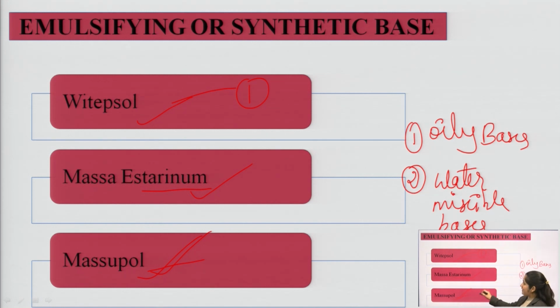When we compare the emulsifying or synthetic base with the prior 2 bases, that is oily bases and water miscible bases, we see that the synthetic or emulsifying base has major acceptability by patients, because the suppositories are firm, rigid and maintain their integrity. They are also not that expensive compared to cocoa butter, and storing these suppositories is never an issue, because they do not become rancid very easily.